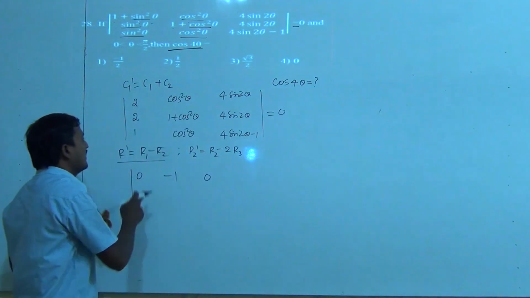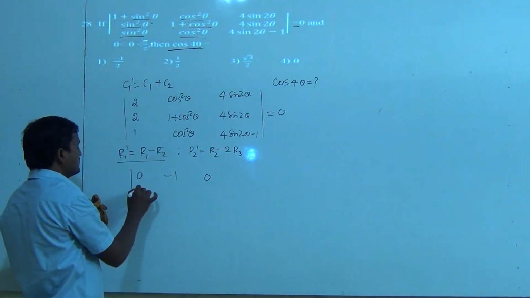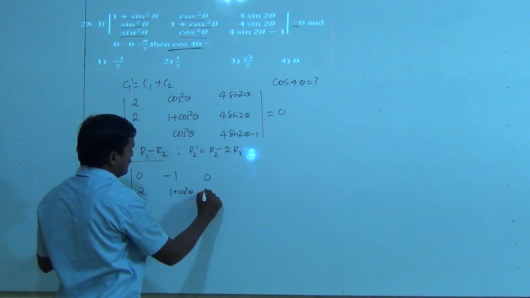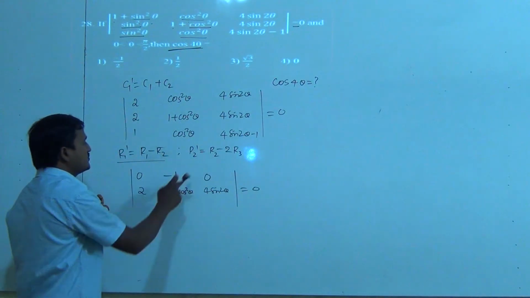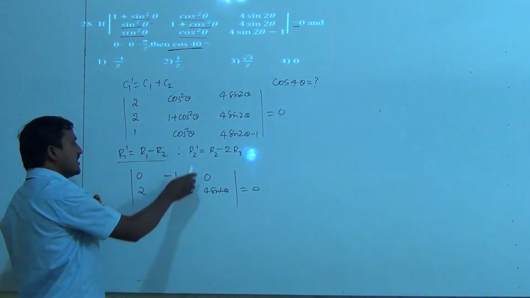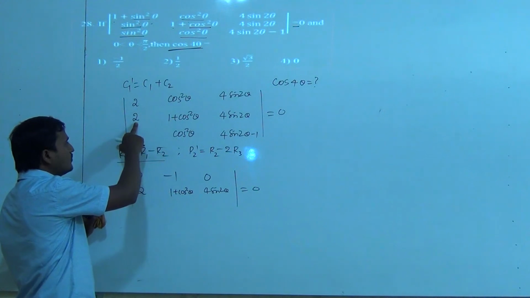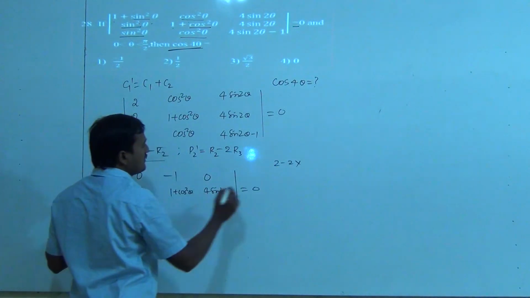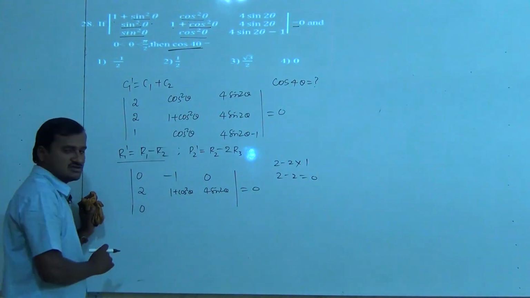Okay, next. Again here I should write R2 as it is. So that is 2, 1 plus cos square theta, and here it is 4 sin 2 theta as it is, right? Next, I should apply this operation. So that is R2 dash equal to R2 minus 2 R3. What is R2? 2 is there. 2 minus 2 into, what about R3? That is 1. So 2 minus 2 becomes 0. Again this element also 0.